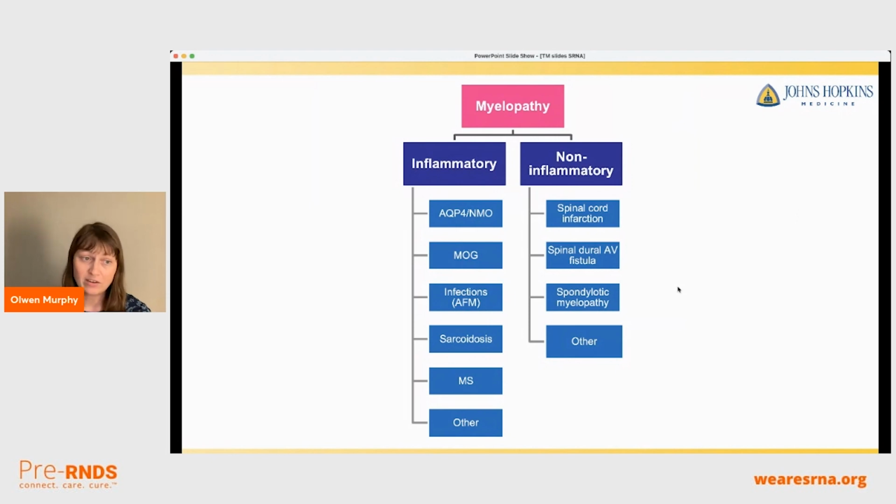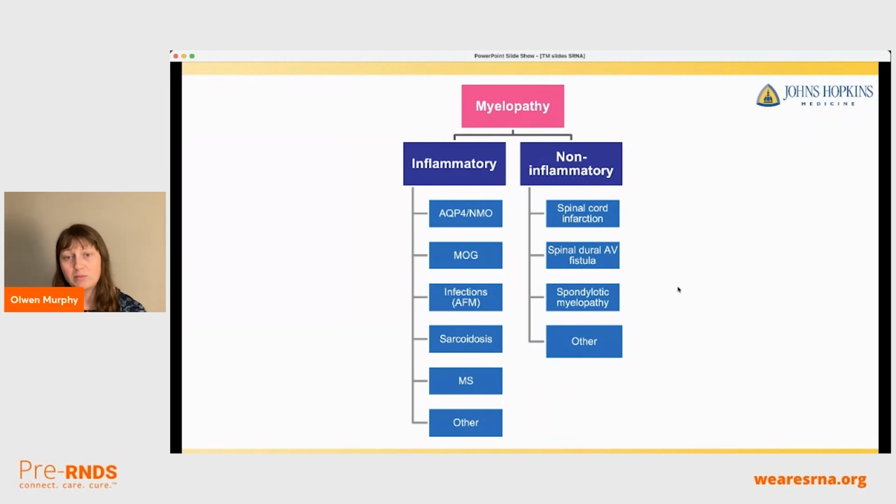So we've got two broad categories. We've got inflammatory myelopathies. This would encompass things like aquaporin 4, MOG disorders, infectious myelopathies or spinal cord disorders such as acute flaccid myelitis, sarcoidosis, multiple sclerosis, and many other rare conditions. And then we have the important category of non-inflammatory disorders, which is increasingly being recognized. So there's spinal cord strokes, there's vascular malformations in the spinal cord, and then compression of the spinal cord by surrounding structures and other rare conditions.